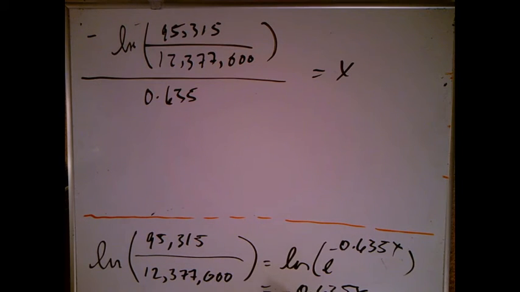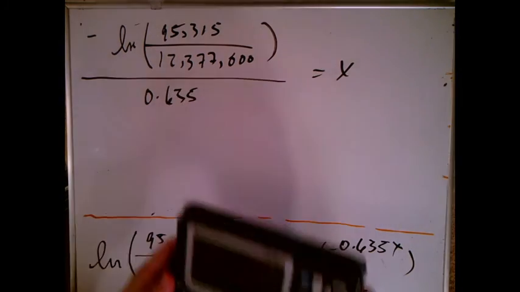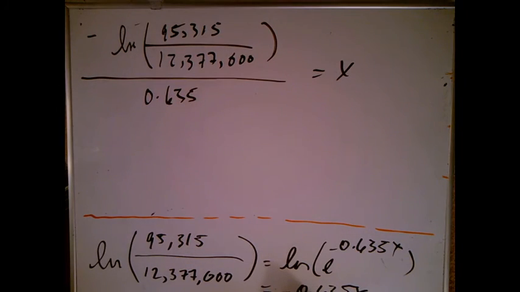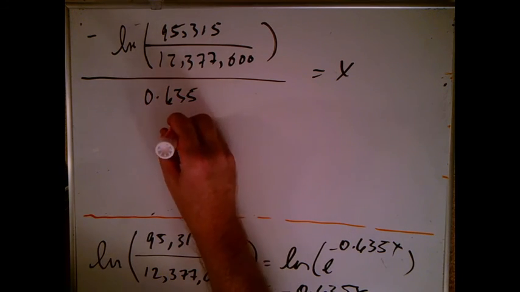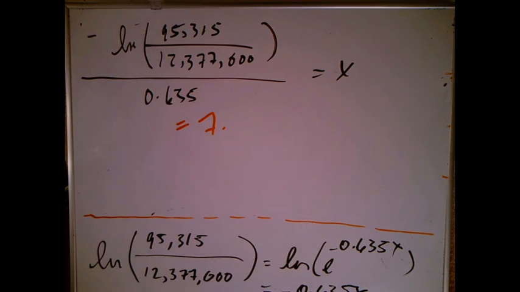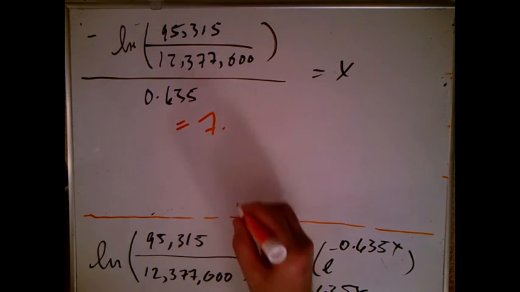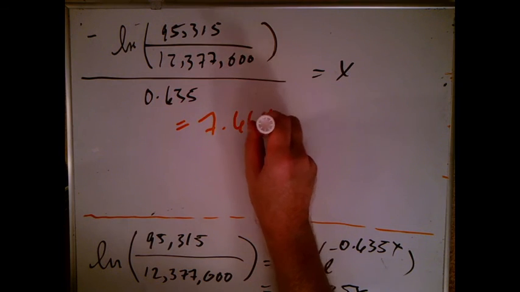I'm now going to my calculator, and just so you know, I'm not lying. There's my calculator, my favorite calculator. I get minus the ln, and then I have parentheses, 95,315 divided by 123,770,000, like that. I think that's right, divided by 0.635. And I get an answer like 7.66, I'll round, 664 days.